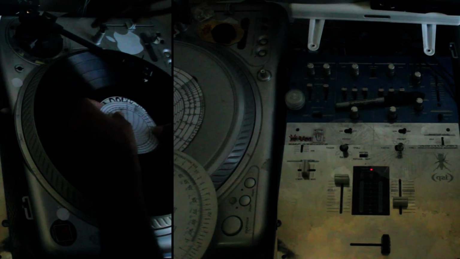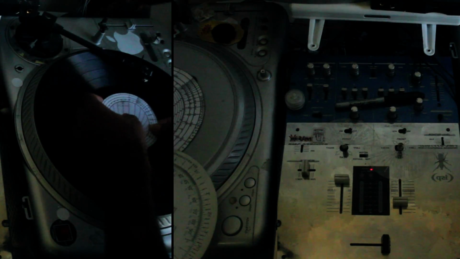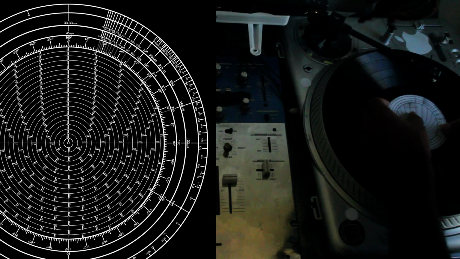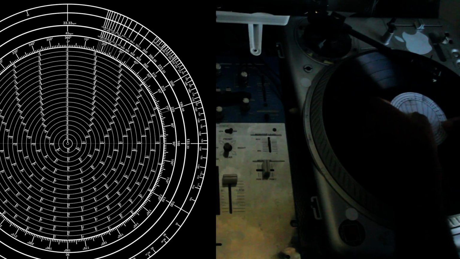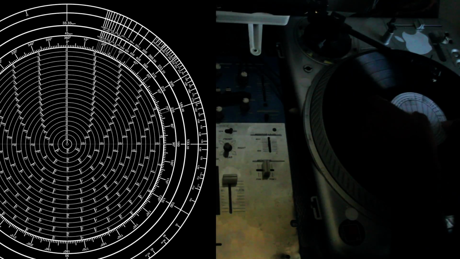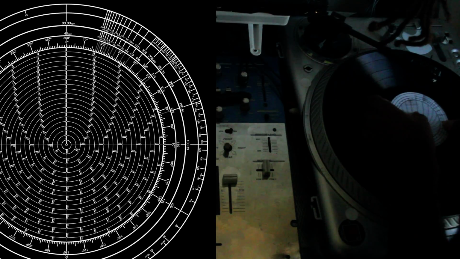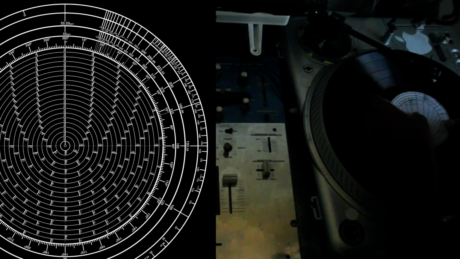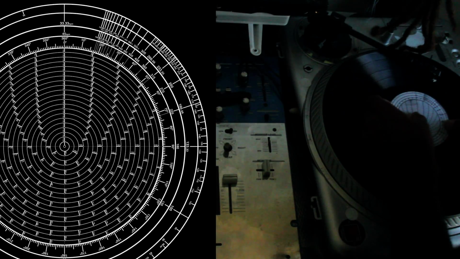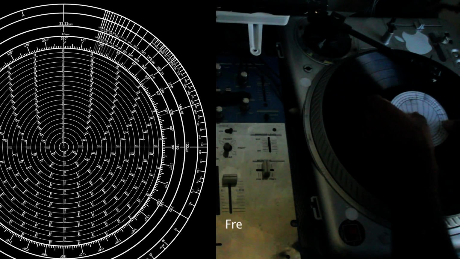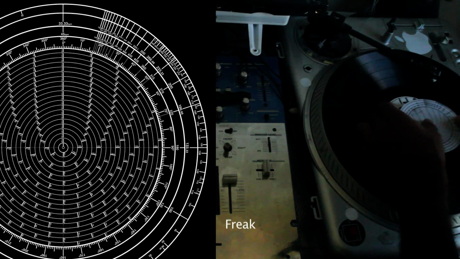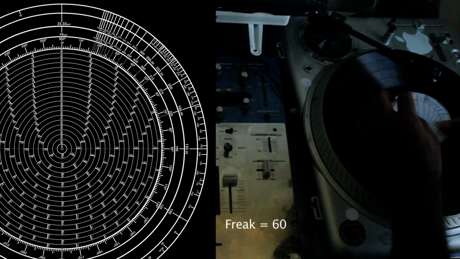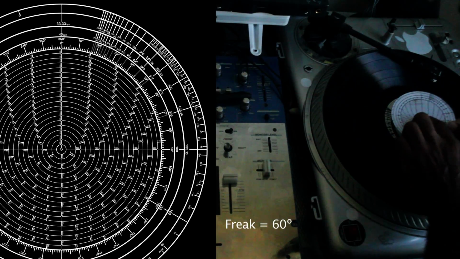This is about, freak is about, it's right there. Freak is about 200 beats per minute at 33, and that is 60 degrees. So freak is about 60 degrees, and we're going to see out right here is about. Oops. So you want to get the center of the record. I'm going to press down with my fingers so I can feel it.